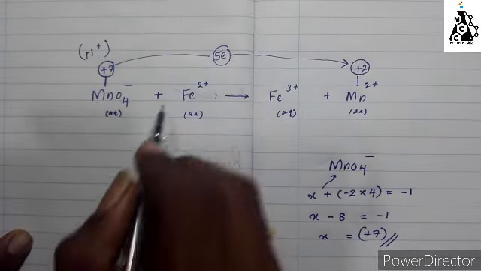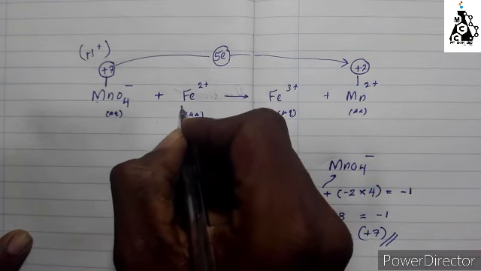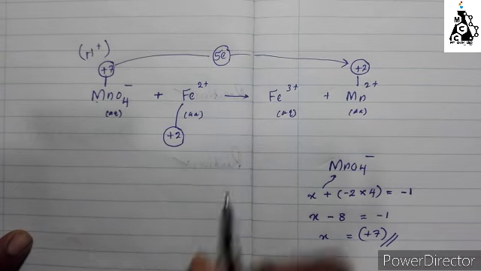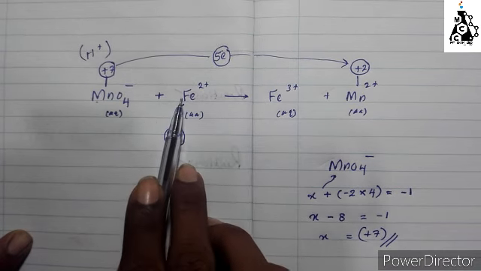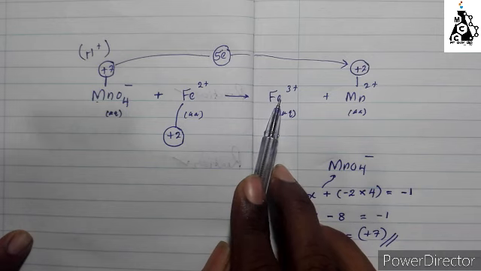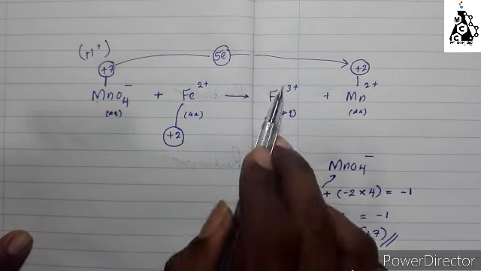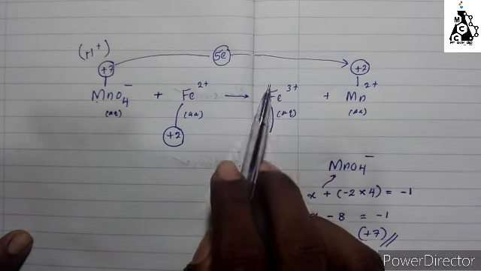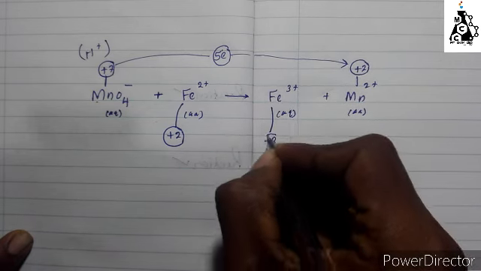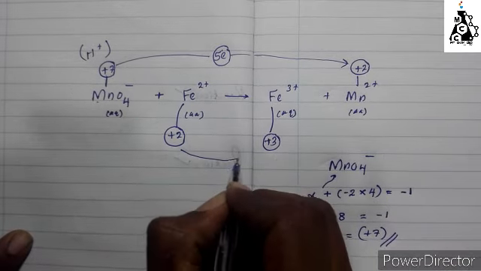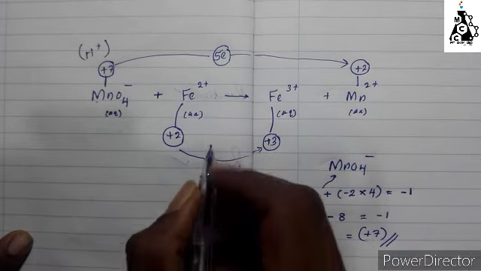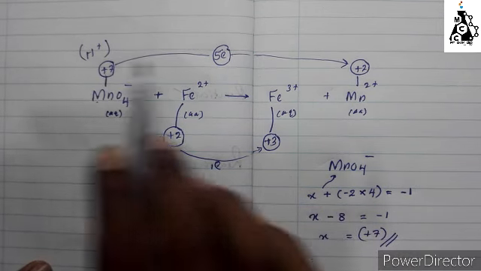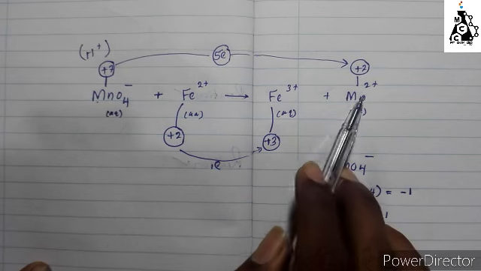Right. Now the oxidation number of Fe2+ is +2. Now you can see the oxidation number was increased from +2 to +3. The oxidation number of Fe3+ is +3. What is the difference? The difference is 1 electron. Now they have a 5 electron difference between MnO4 minus and Mn2+.